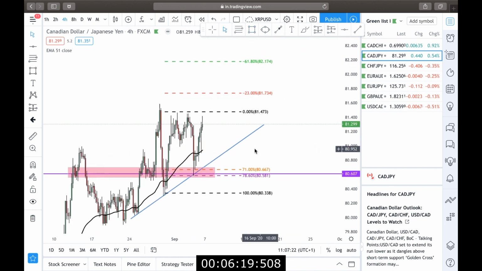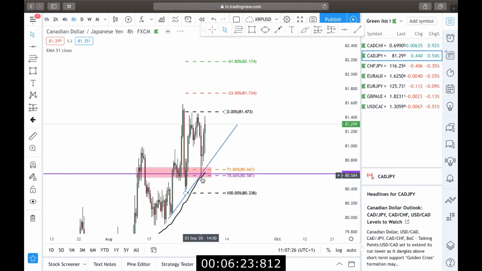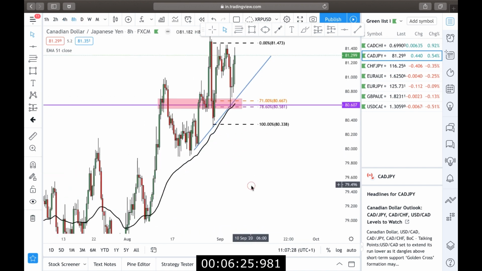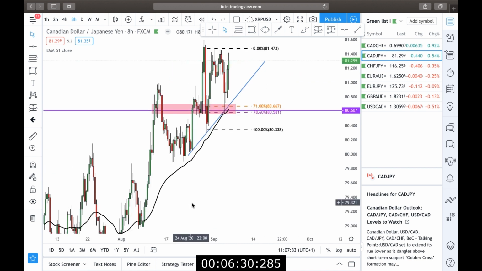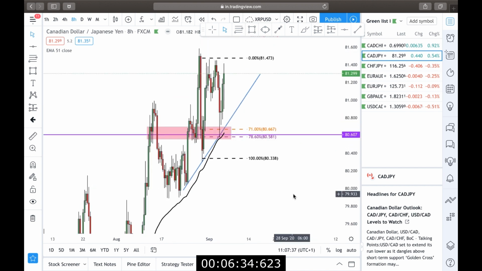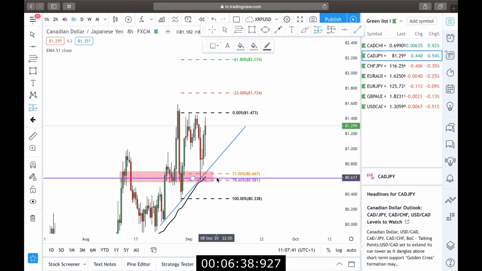Okay, what happened? Price retraced into our golden zone. It retraced into the 8-hour EMA, touched it, as I said before. Because look, we can see the 8-hour EMA is acting as dynamic support here. You can see it couldn't break beneath it. So what's probability dictating to me? That it's going to act as support once again.